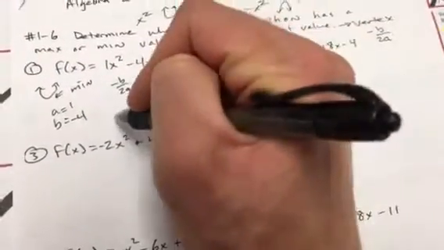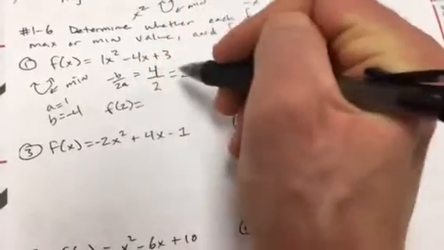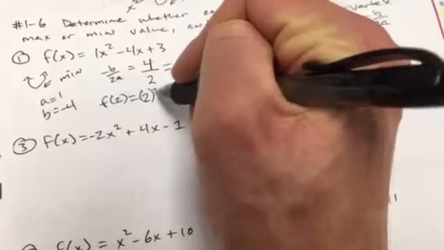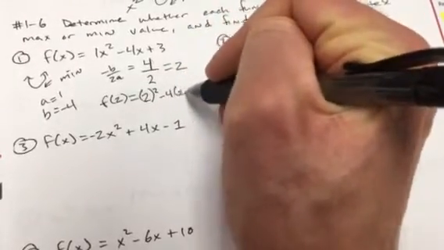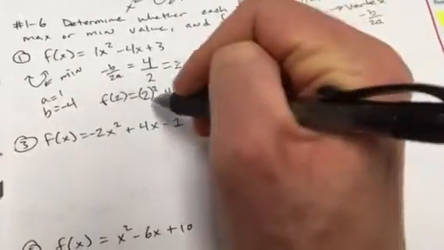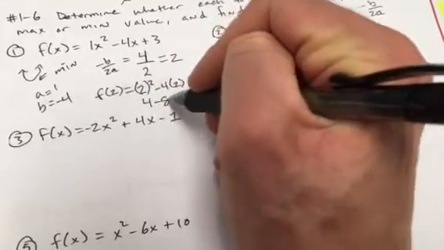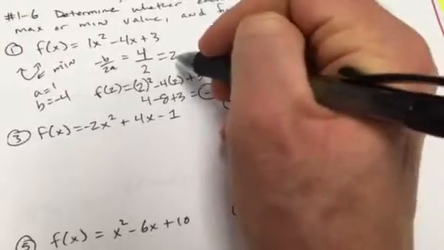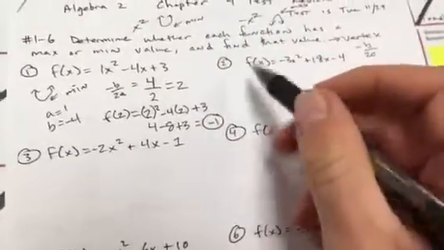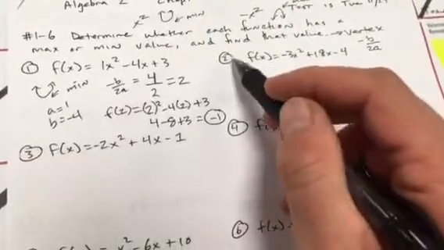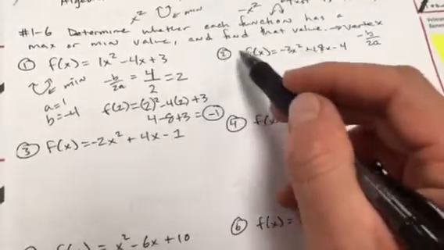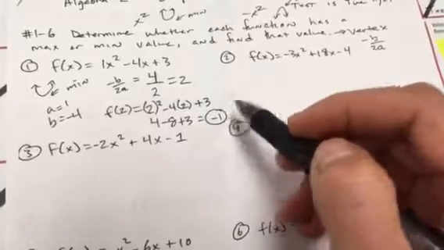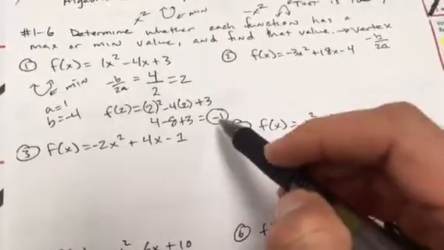Gonna take that 2 and plug it in for x. That's what the whole f of 2 means. Plug 2 in for x. So 2 squared minus 4 times 2 plus 3. 4 minus 8 plus 3 gives you a negative 1. So the vertex would be 2, negative 1. Since we're talking about a min or a max value, that's all about the y-axis, right? Because it's height, so it's the y value here. Negative 1, the y value, is the minimum value.